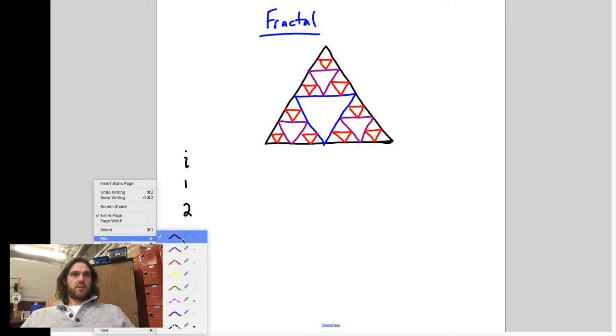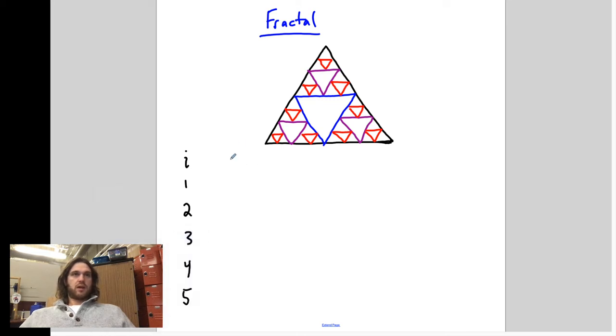Let's go on, and in this next column we're going to write the number, making a little table here, the number of new triangles that we drew. So in step 1 we drew one new triangle, it was blue. In step 2 we drew 3 new triangles, they were purple. Step 3, we drew 9 new triangles, 1, 2, 3, 4, 5, 6, 7, 8, 9, in red.